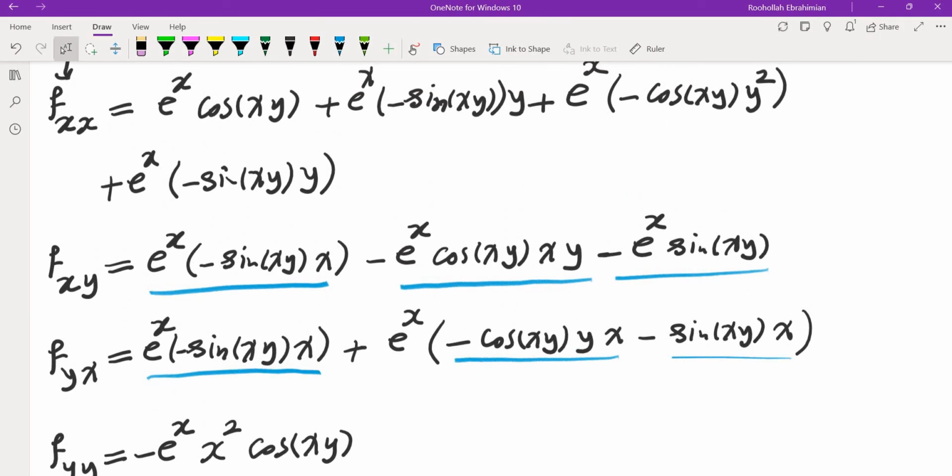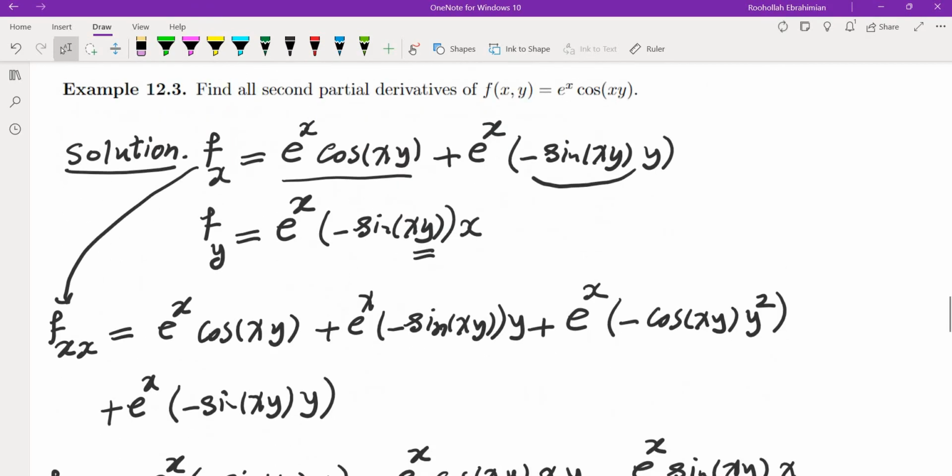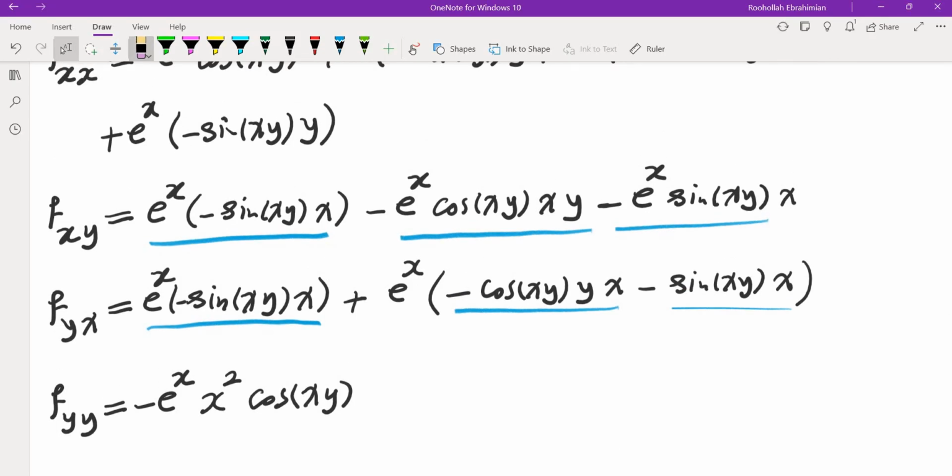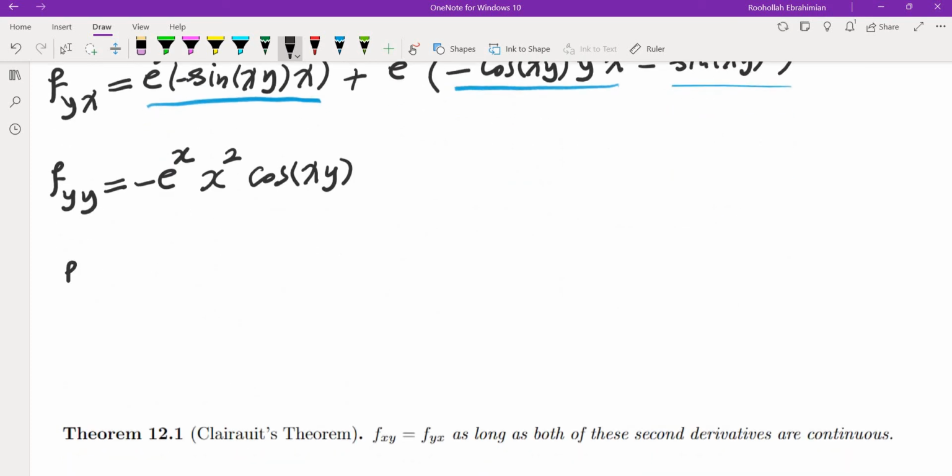So I think I forgot an x here. So if I took the derivative with respect to y, I will get, no, I don't have an x here. But for this one, yeah, I don't have the x right here. Yes, I don't have that here. So these two in fact match. These two in fact match. So what we have is f sub xy and f sub yx in fact are the same.